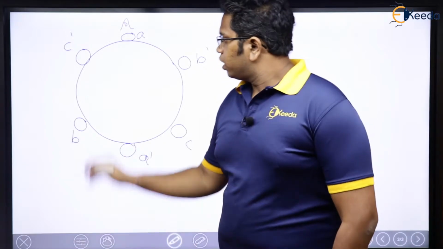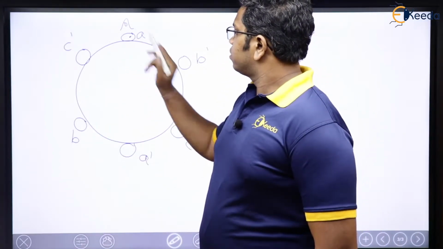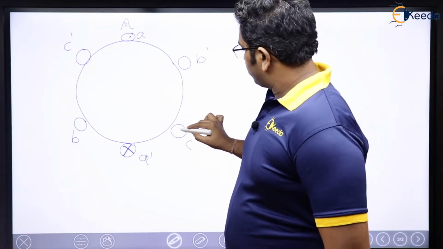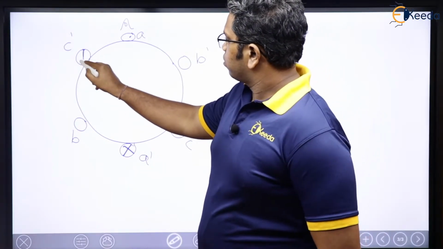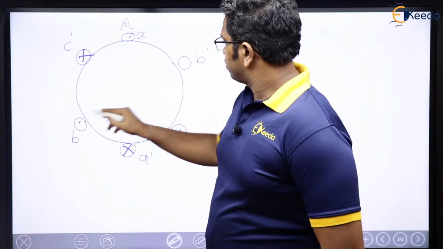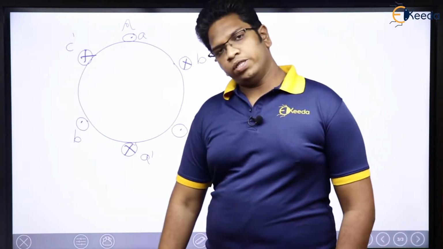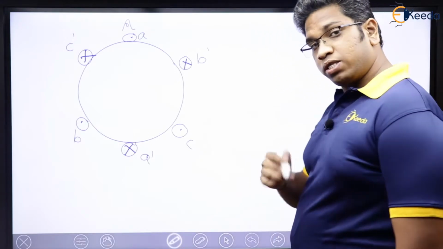Yeah. Now, let me have dot here. Let me have cross here. Let me have dot here, cross here. Dot here, cross here. Right. Now, if you think of the three phase, let me draw the three phase one more time.